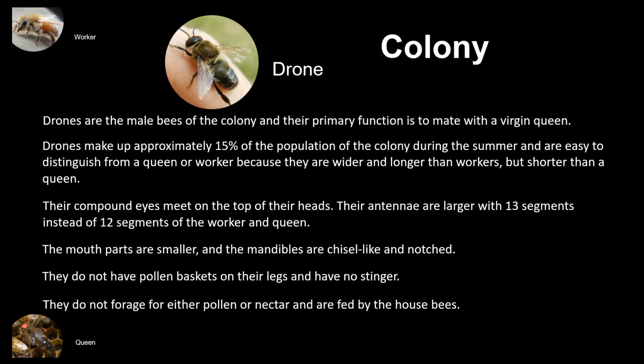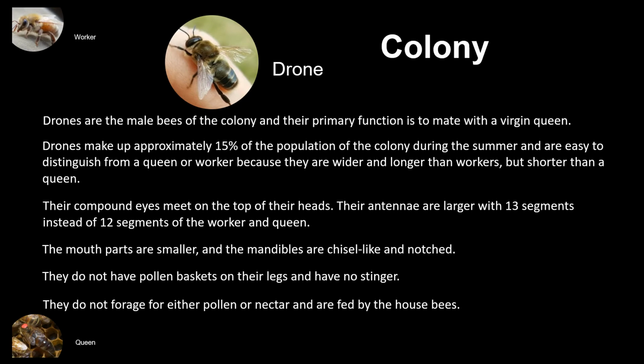Drones are the male bees of the colony, and their primary function is to mate with a virgin queen. If successful, the drone dies. Drones make up approximately 15% of the population of the colony during the summer and are easy to distinguish from the queen or worker because they are wider and longer than the worker but shorter than the queen. Their compound eyes meet on the top of their head. Their antennae are larger with 13 segments instead of 12 segments of the worker and the queen. The mouth parts are smaller and the mandibles are chisel-like and notched.